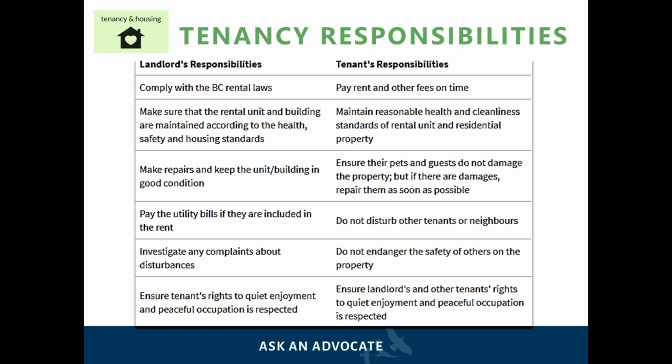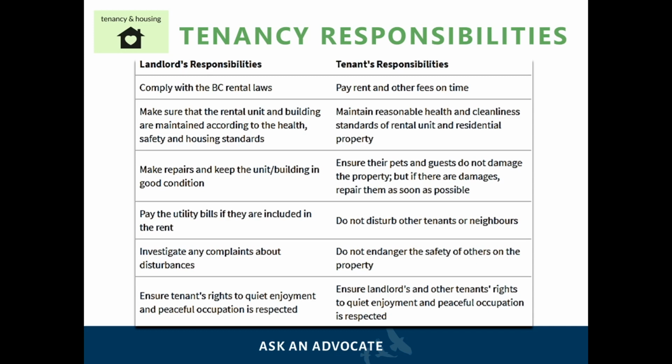There are multiple responsibilities that each party must follow when in a tenancy agreement, and some of these are as follows. So, the landlord must comply with BC rental laws, and the tenant must pay rent and fees on time. The landlord must make sure that the rental unit and building are maintained according to the health, safety, and housing standards. In return, the tenant must also maintain reasonable health and cleanliness standards of the unit. The landlord must make repairs and keep the unit or building in good condition, and in return, the tenant must ensure that their pets and guests do not damage the property. If the tenant's guests or pets cause damages to the property, the tenant must repair them.